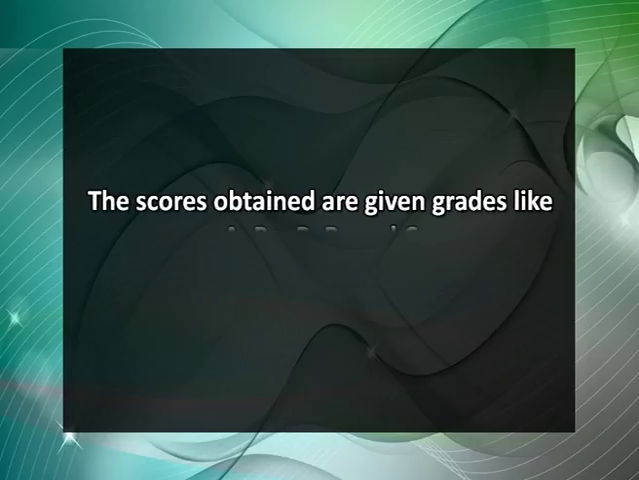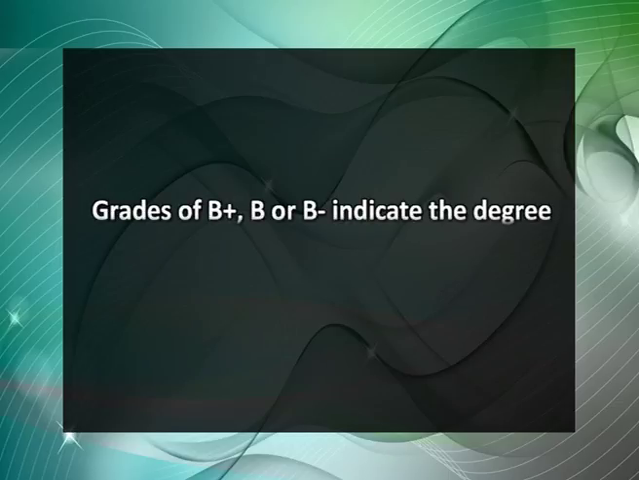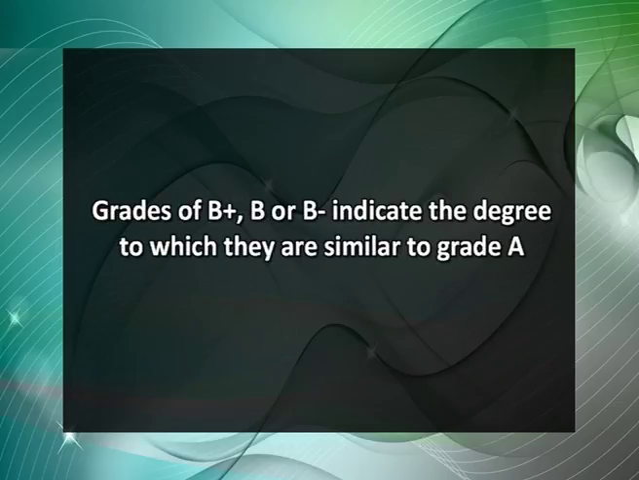It is applicable to measure the interest of college students and employed adults. It can be scored for more than 50 occupations. The scores obtained are given grades like A, B+, B, B-, and C. Grade A means that the individual's interests are very similar to those of men in the occupation. Similarly, grades of B+, B or B- indicate the degree to which they are similar to grade A. The grade C indicates that there is no agreement between the individual's interests and those of men in the occupation.